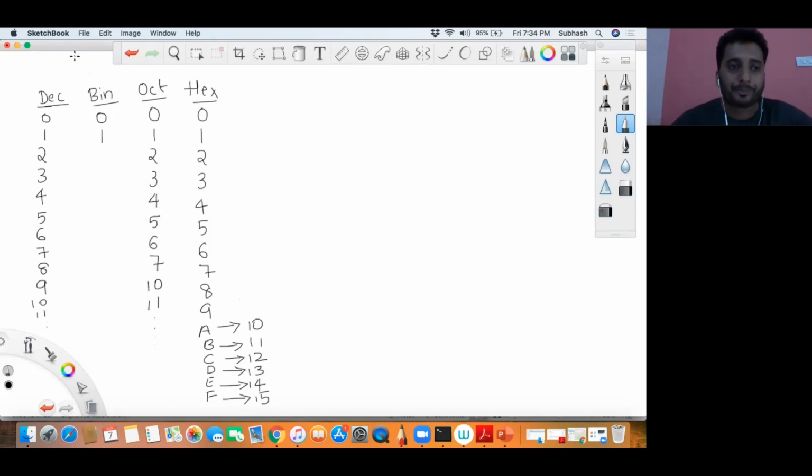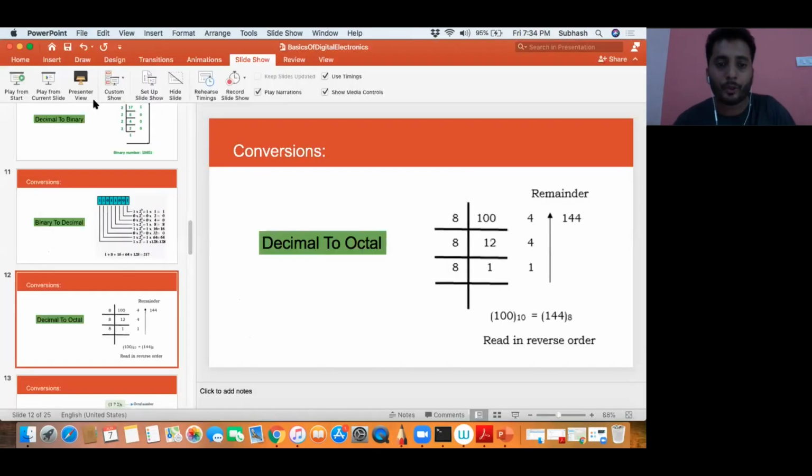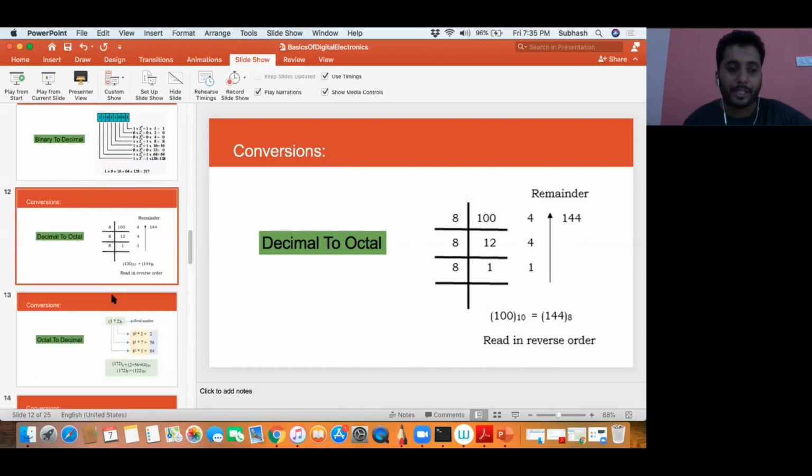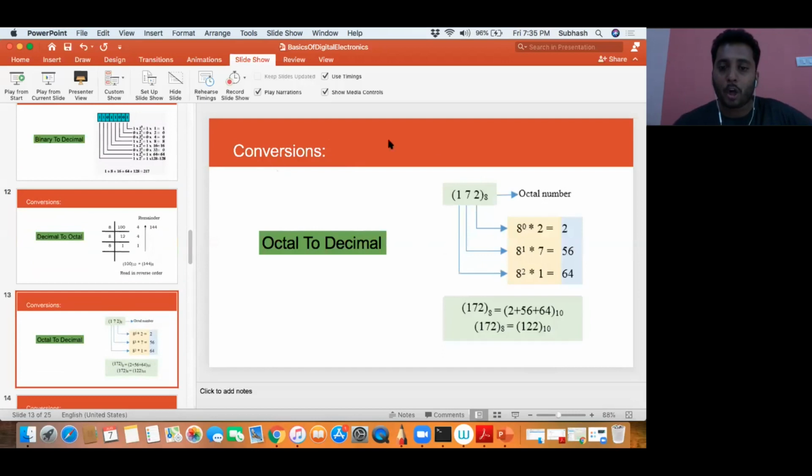So now, having said that, let's come back to the slide. If I want to convert from decimal to octal, I divide the decimal number 100 by 8 continuously and keep the remainder aside, and then count from the bottom, that is 144. So if I convert decimal to octal, the value that I get in the octal number system is 144. Hope you guys understand this. You can take any example and solve it by yourself. It is a very easy thing to understand, right? Now let me move on to the next slide. The next slide is how do I convert from octal to decimal.